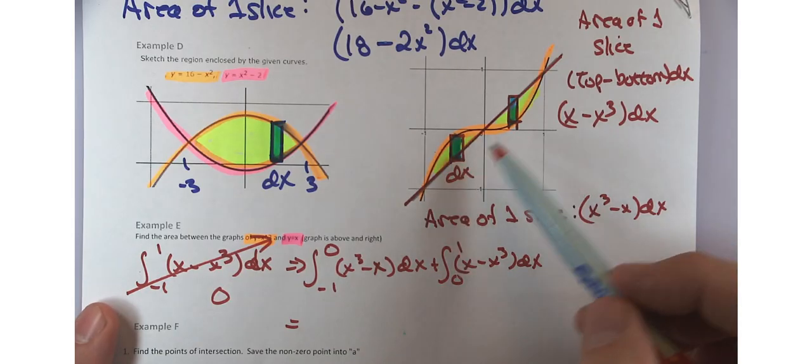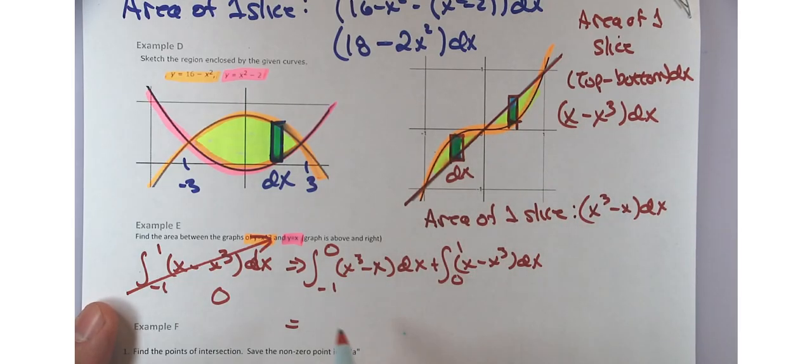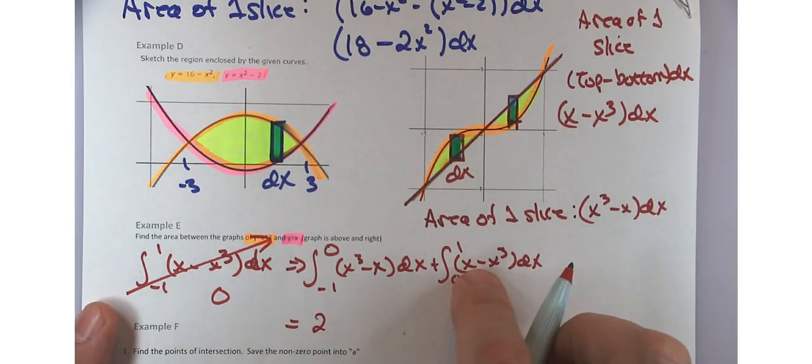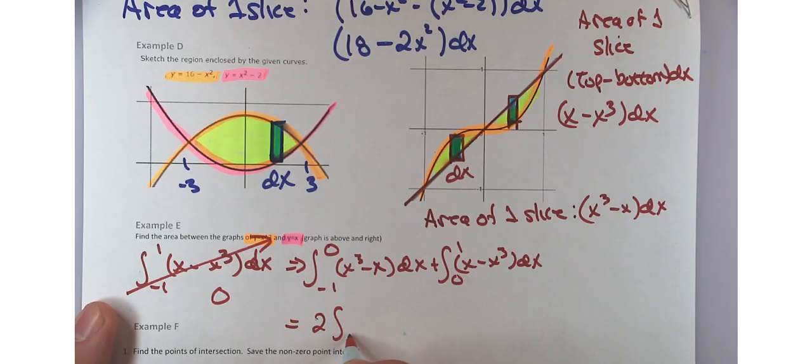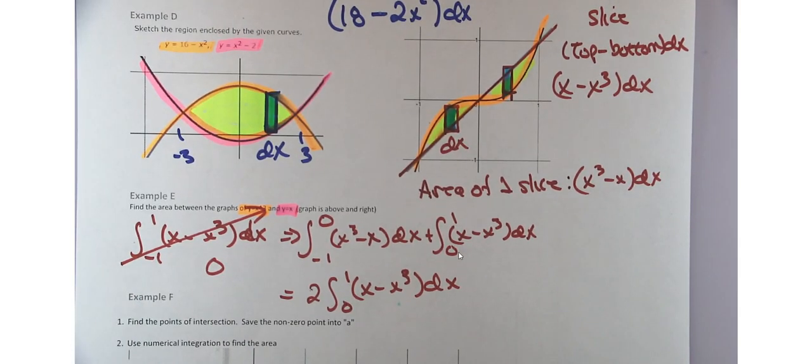What do you think about those two areas? They're the same. So you could calculate it as twice, say, this one, the integral from 0 to 1 of x minus x cubed dx. And so that's what I'll do. That'll be my quick fix on this.